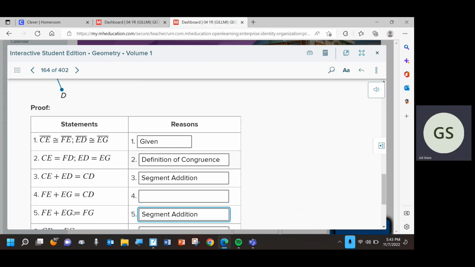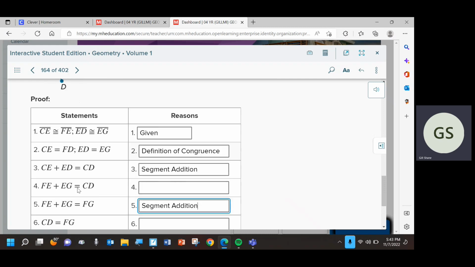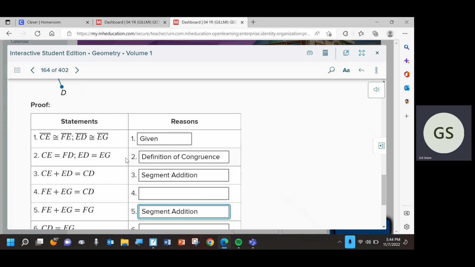Because again, FE plus EG is FG. I didn't even finish reading this. I just started figuring something out. So FE plus EG is CD. Well, that's a little trickier than I thought. So this is the same here. Somehow is CD.